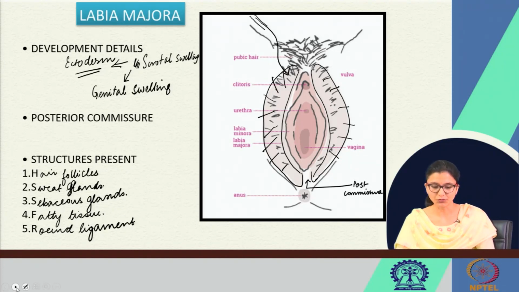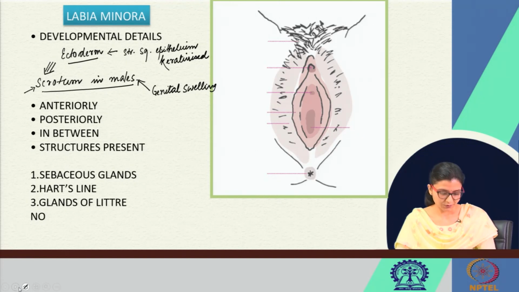Next we will go into the labia minora. So, now this is labia minora.